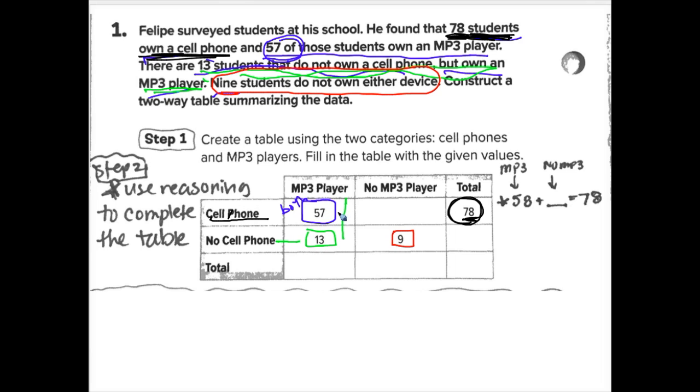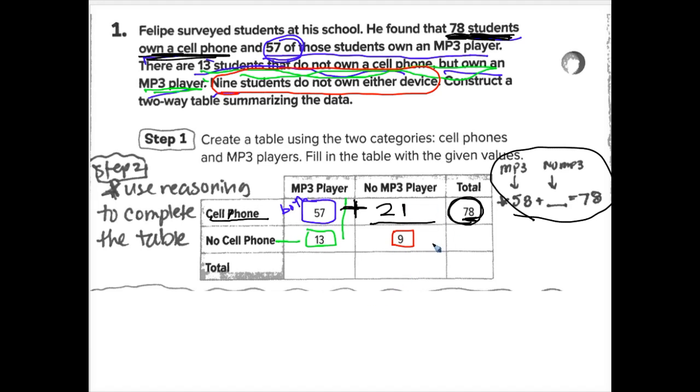If we're looking right here, I have a little side note. This is going to help us with this top row. Step 1 is create the table. Step 2 is use our reasoning to complete it. So if I have 57 kids that have an MP3 player and a cell phone, and 78 kids total have a cell phone, what number would go here? 57 plus what equals 78? 57 plus 21 equals 78.